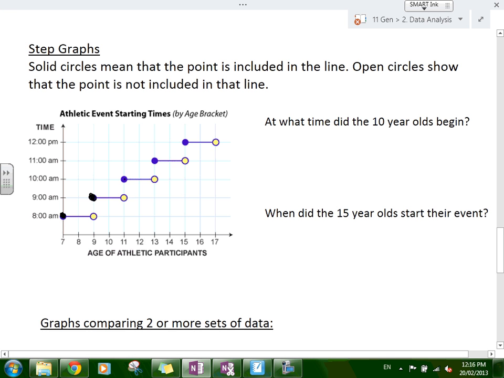So to answer a couple of questions, at what time did the 10-year-olds begin? What time did they start their event? What time did the 10-year-olds start their event?